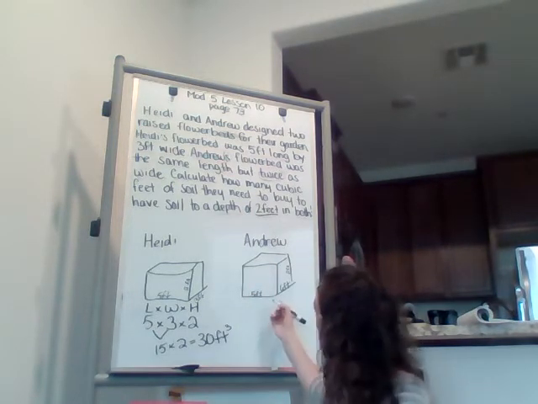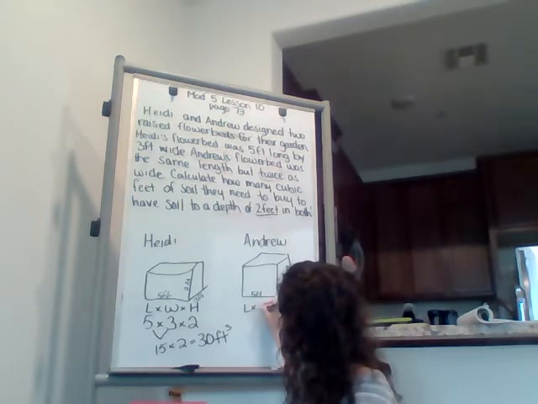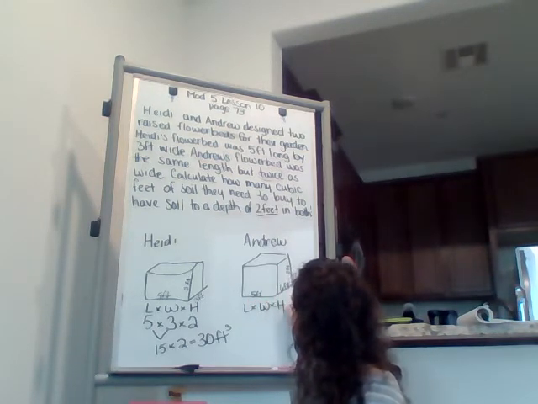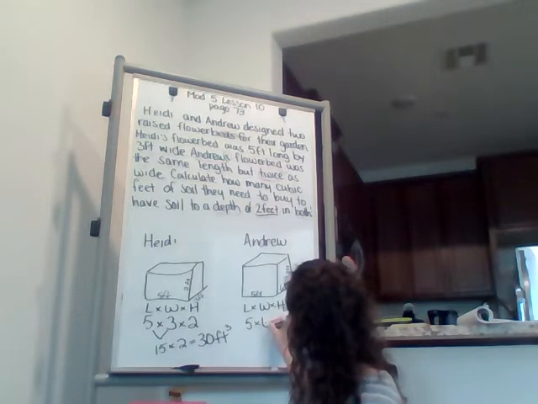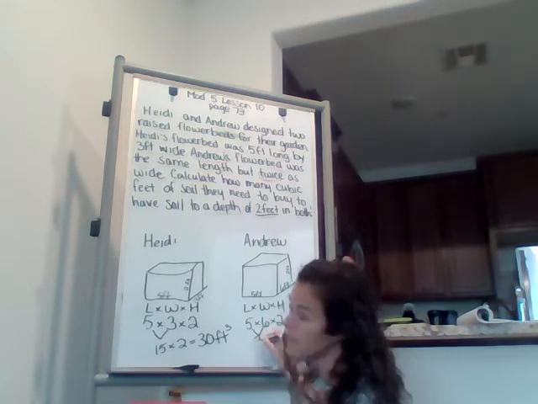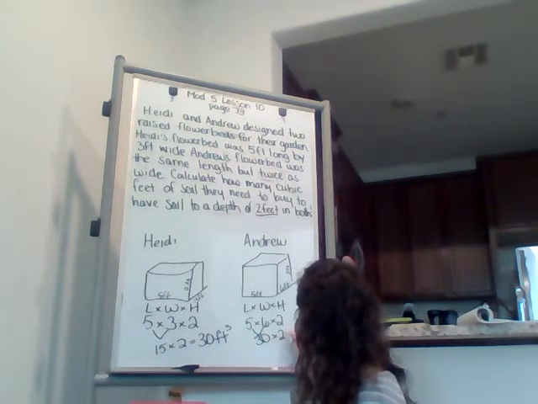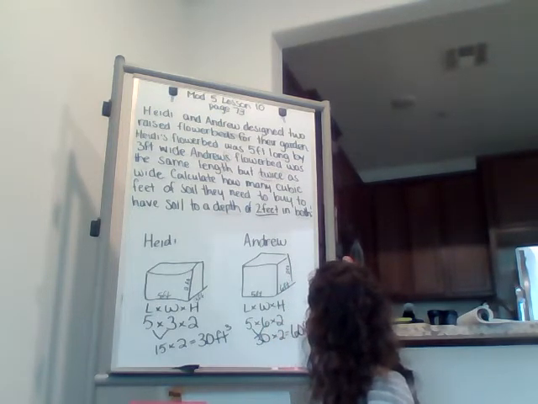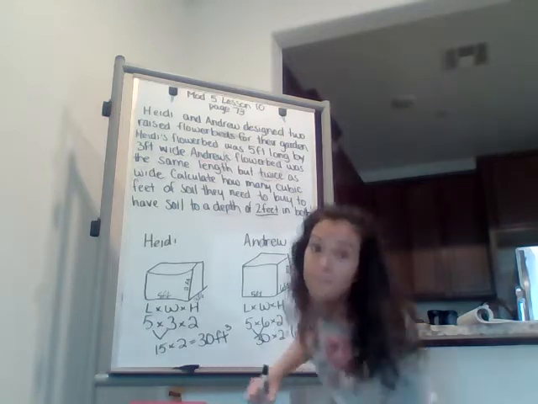And then Andrew's, length times width times height. 5 times 6 times 2. 5 times 6 is 30. 30 times 2 is 60 feet cubed.